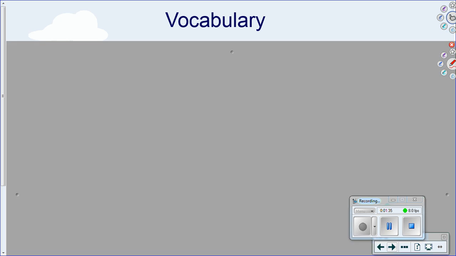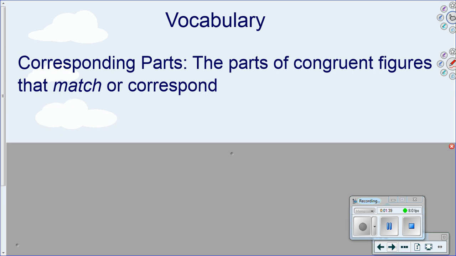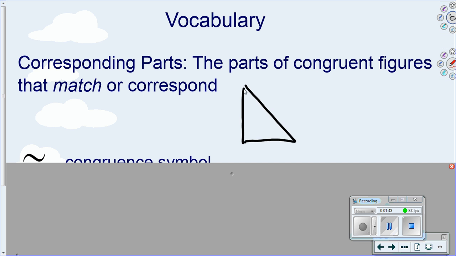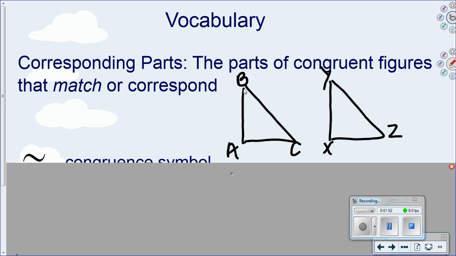All right, so we have a little bit of vocab. We just have one word. And our first word is going to be corresponding parts. If we have 2 triangles, and you're going to write this down in your notes, this is triangle ABC, and this is triangle XYZ. What is corresponding to angle A in the other triangle? X. Good. They're in the same location. So this angle and this angle are corresponding.